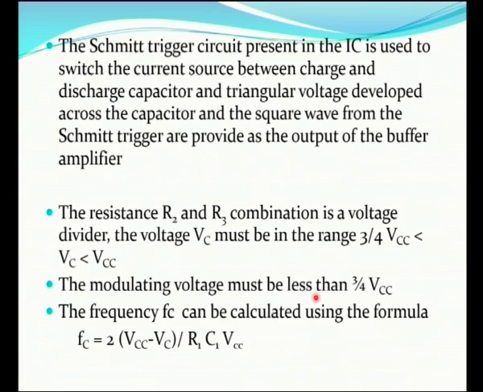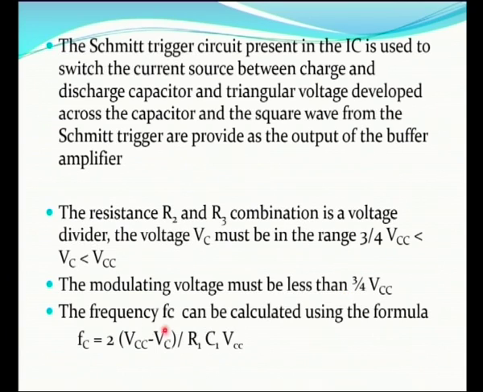The Schmitt trigger circuit present in the IC is used to switch the current source between charging and discharging the capacitor. The triangular voltage is developed across the capacitor, and the square wave from the Schmitt trigger is provided as the output of the buffer amplifier. The resistances R2 and R3 combination is a voltage divider. The voltage Vc must be in the range of 3/4 of Vcc to Vcc. The modulating voltage must be less than 3/4 of Vcc.